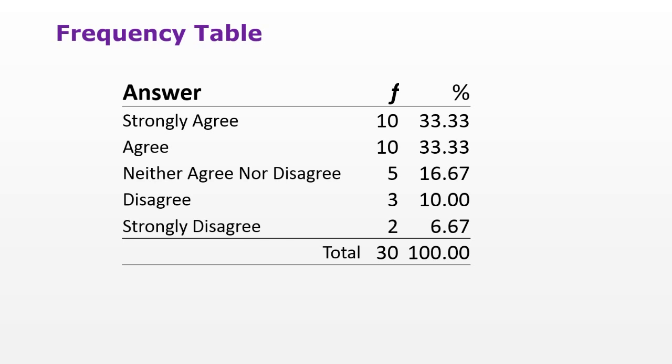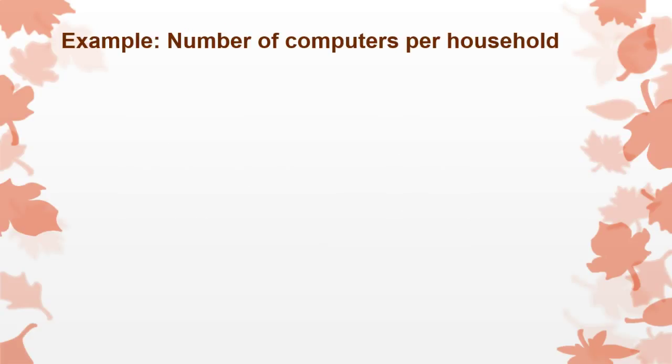Now that second column, percentage, that's the percent of responses that each of these represents. There are 30 responses, so 10 of them is a third, or 33.33%. 3 of them is 10%, etc. So we often put that percentage column there so that we can see, independent of the sample size, what the pattern is in the numbers.